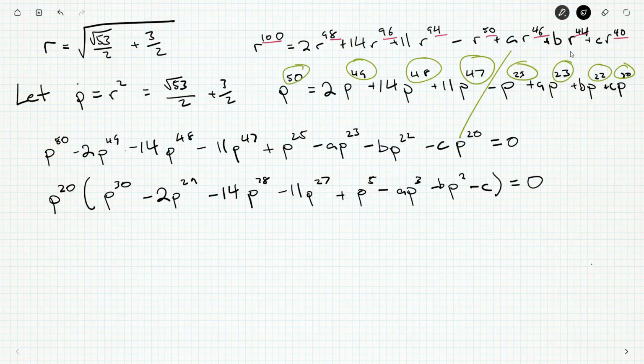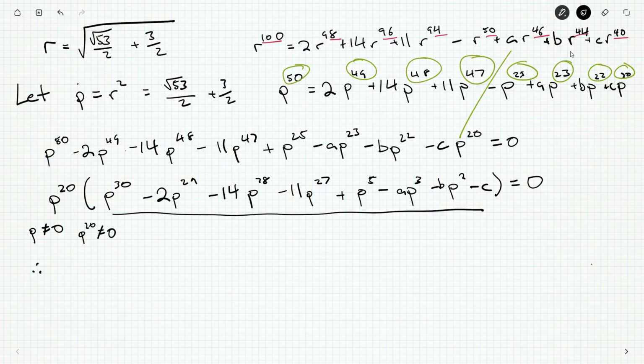Alright, so this must be true. Now, p is non-zero. I don't know much about p. I mean, I know what it is exactly, but I know that it's not 0. So p to the 20 is not 0, and that tells me that this equation in here is equal to 0. So I've gone from something that had a power of 100 down to something involving a power of 30. I'm feeling a little better, a little less scared, a little less intimidated.